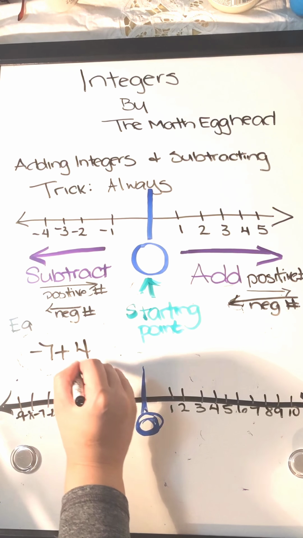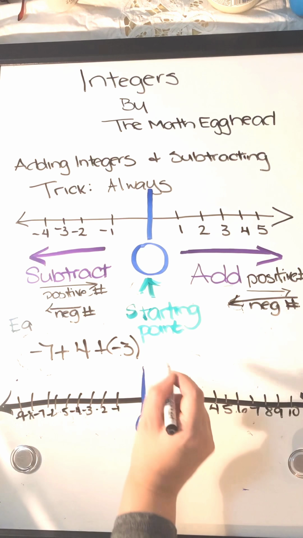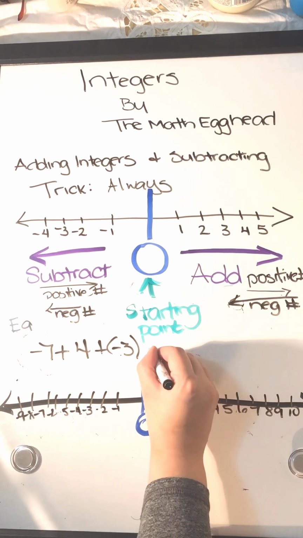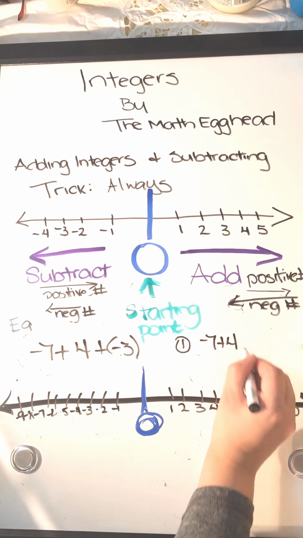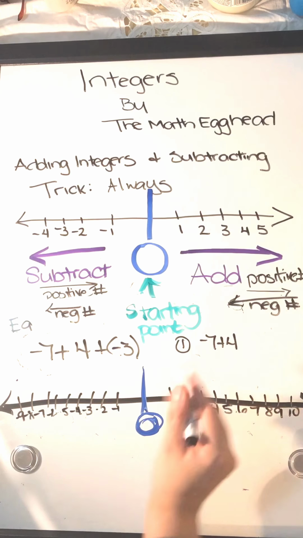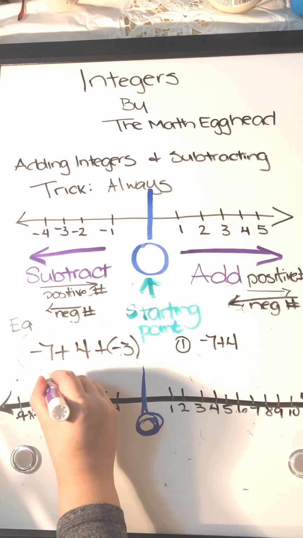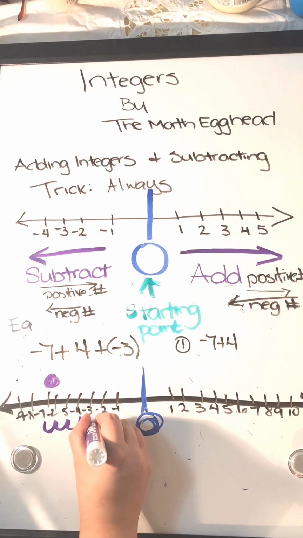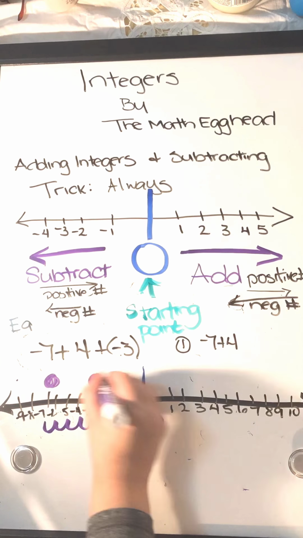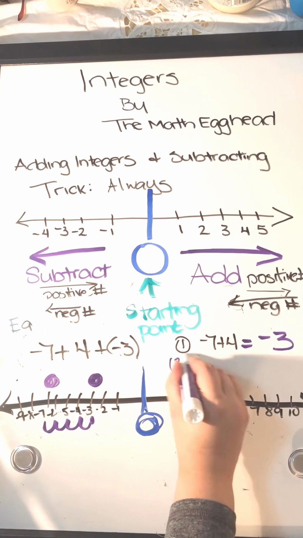Let's start with negative 7 plus 4 plus negative 3. Well, what would you guys work on first? We know that negative 7 plus 4 is negative 3. We're starting at negative 7, and we're adding a positive 4, so we know we're going to the right. So we end up at negative 3.